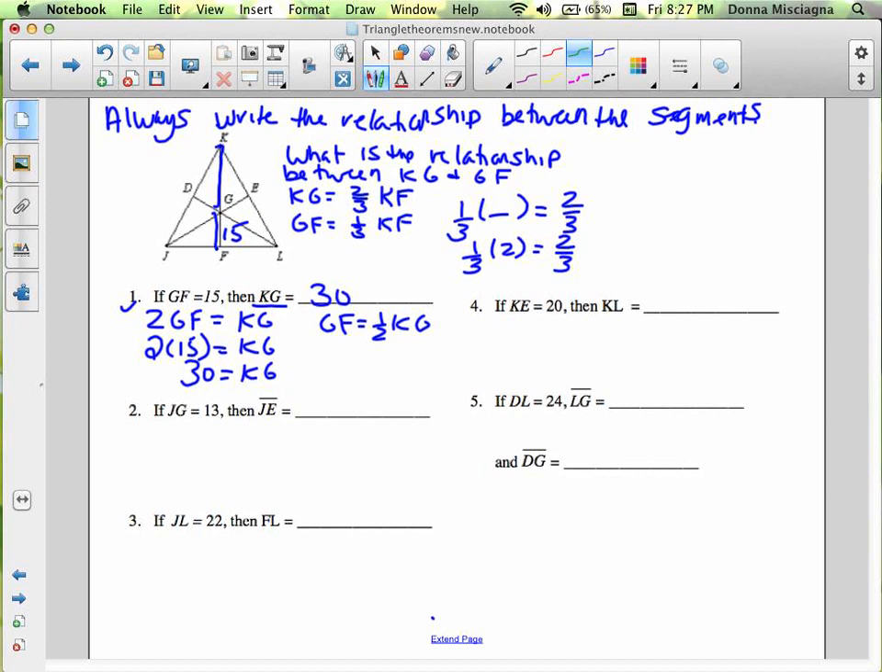All right, so JG is 13, so that's right here. Then JE is, so we want the whole segment there, right? So JG, that is from vertex to centroid.